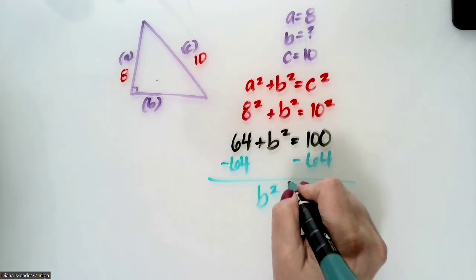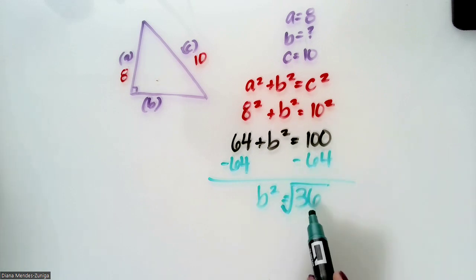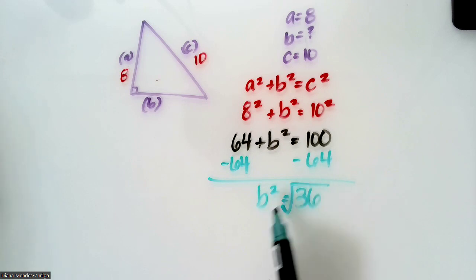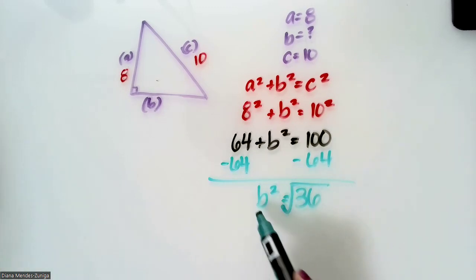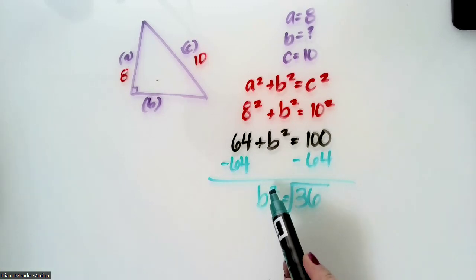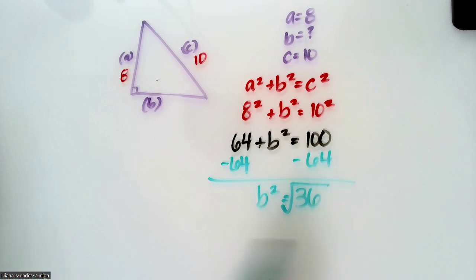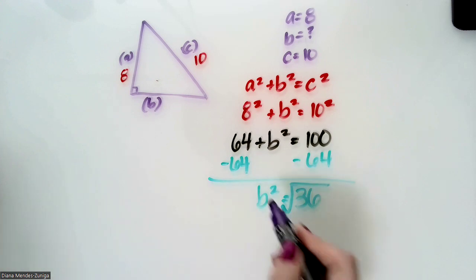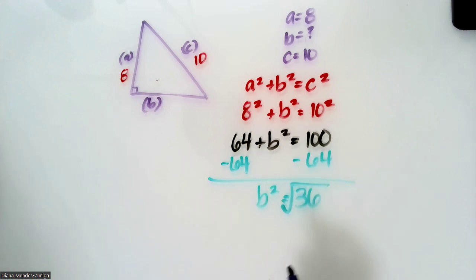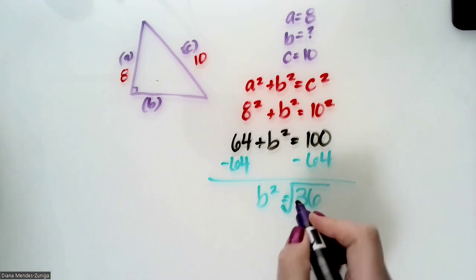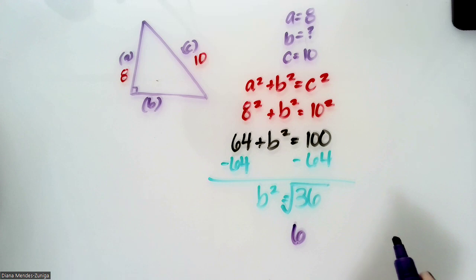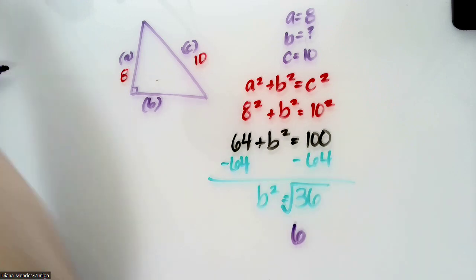Now, what this is, though, is b to the second equals the square root of 36. And why that is, because b to the second, it's the same thing with the c to the second. You really need to get that exponent off of that variable so that it can equal the square root of that. So basically, you're just putting the square root on here instead of on your variable. So we're going to do the square root of 36, and the square root of 36 is 6. Therefore, my missing side over here of b would be 6.